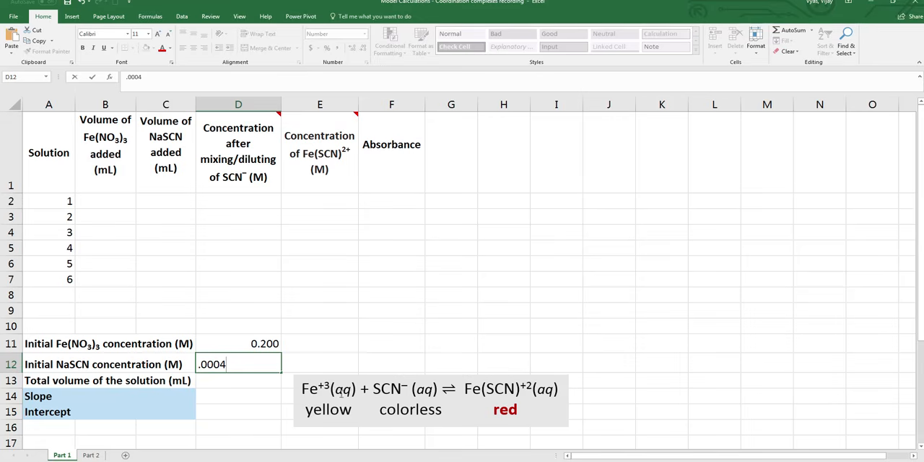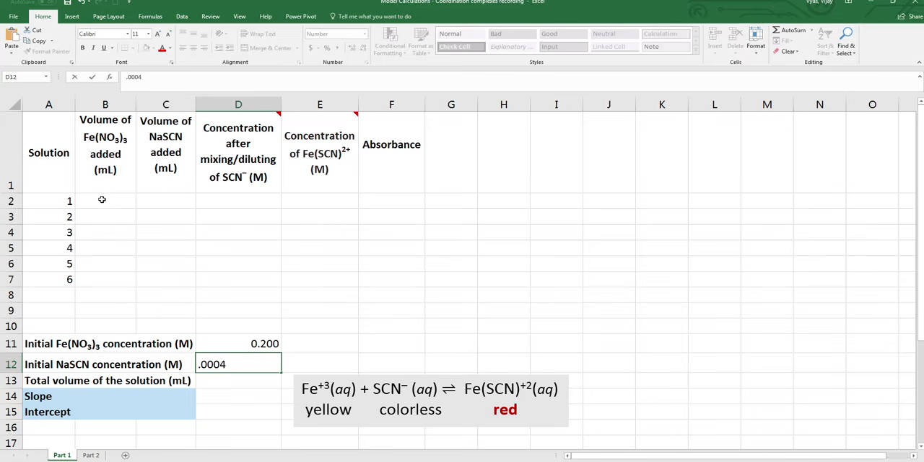It's like you have 200 bread slices and 10 slices of cheese, and you want to put together one cheese between two bread slices. So if you have 10 cheese slices, you will get 10 sandwiches. So with that correlation between the concentration of thiocyanate and iron thiocyanate, we make 6 solutions.